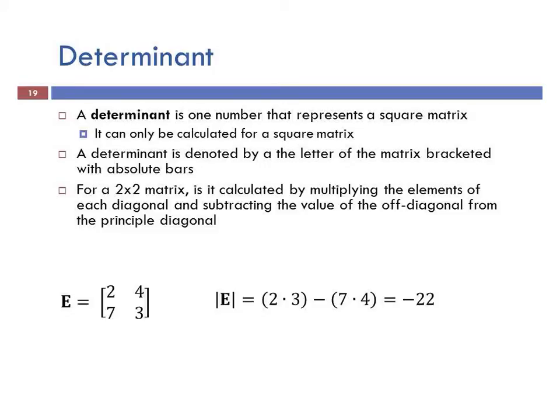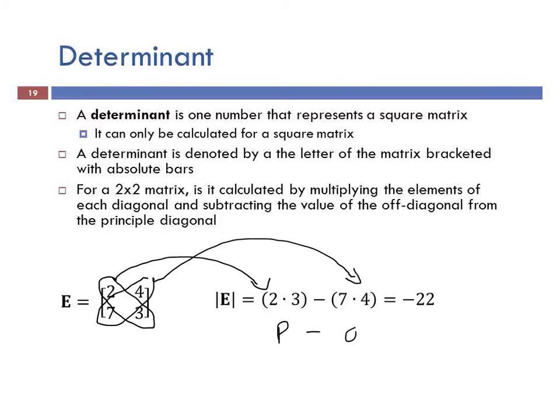That sounds a little bit confusing, but let's actually try it. First, you're going to multiply 2 by 3, and that's what we have right here. Then you're going to multiply 7 by 4, and that's what we have here. And we take the principal diagonal and subtract the off diagonal. So 2 by 3 gives me the multiplication of the principal diagonal. The 7 by 4 gives me the multiplication of the off diagonal. I subtract the 28 from 6, and that's what gives me negative 22.